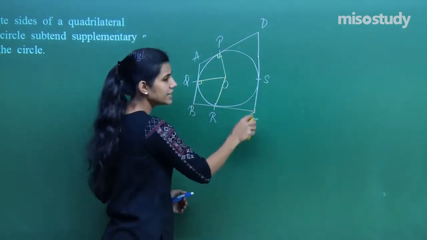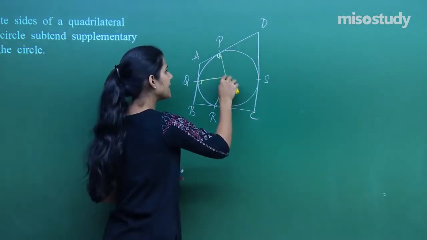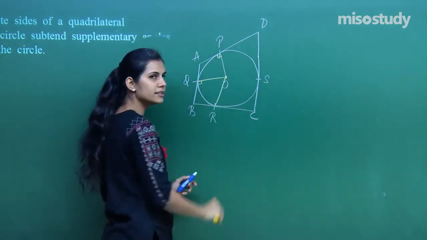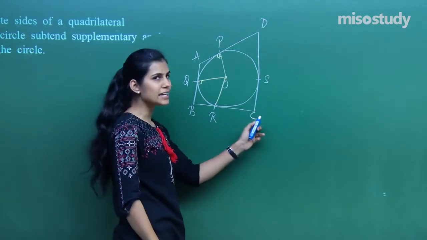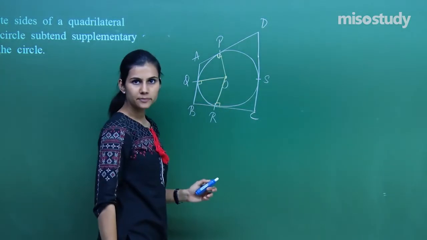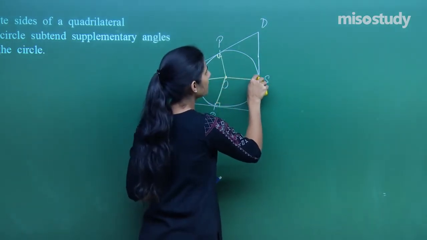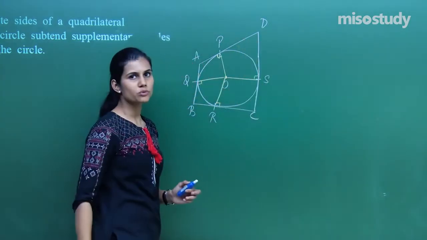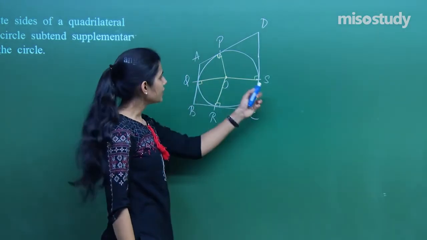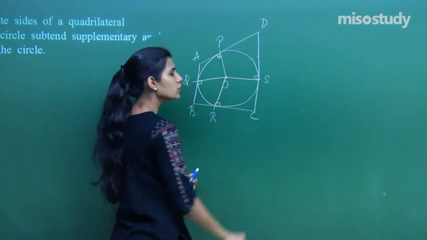Then BC is actually the tangent to this circle. If BC is a tangent to this circle, then OR is the radius, and radius is perpendicular to the tangent through the point of contact. So OR will also be perpendicular to BC. Clear? Similarly, OS will be perpendicular to CD because CD is also a tangent to the same circle, and radius is perpendicular to the tangent through the point of tangency or the point of contact.